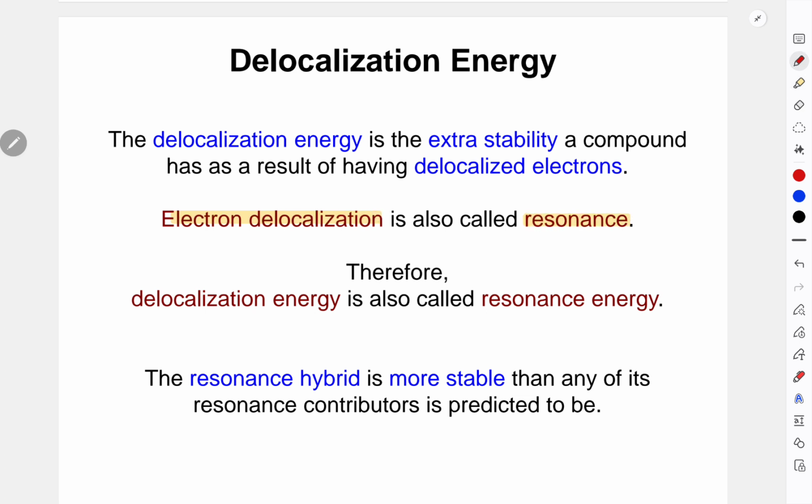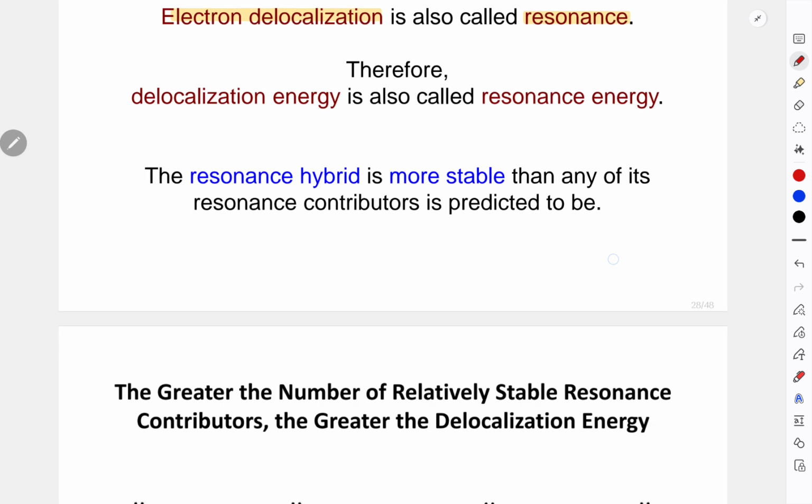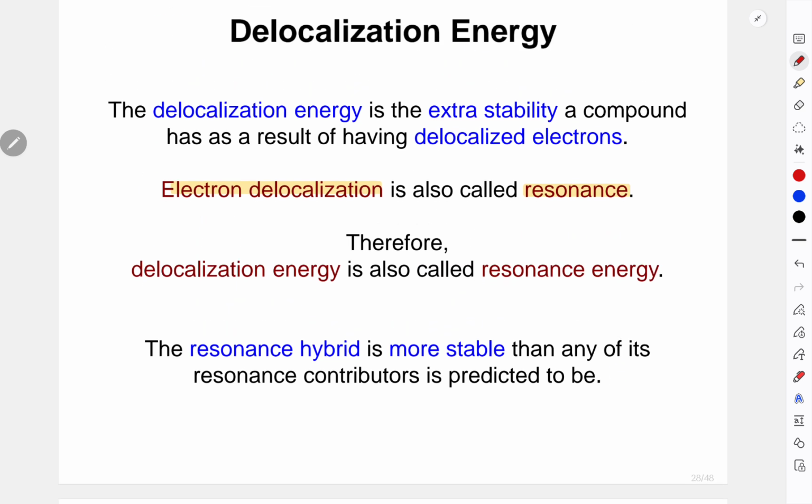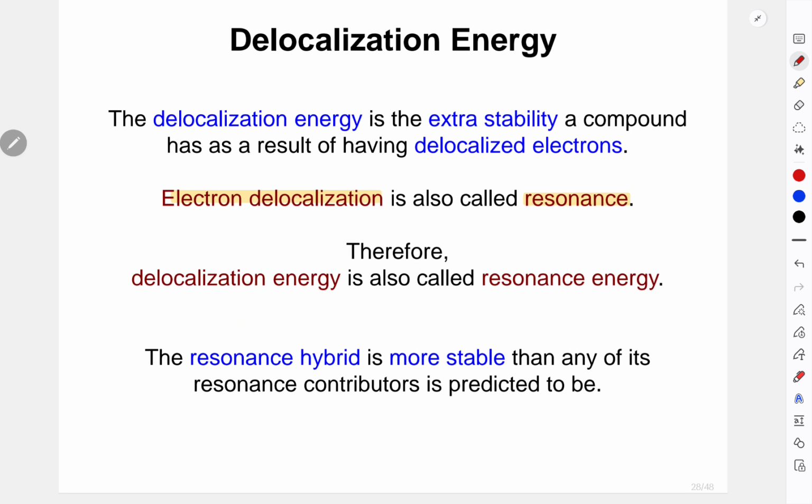And from this, you can guess the resonance hybrid has to be more stable than any of its contributors. If electrons get delocalized, the system can have an additional stabilization effect, the delocalization energy.